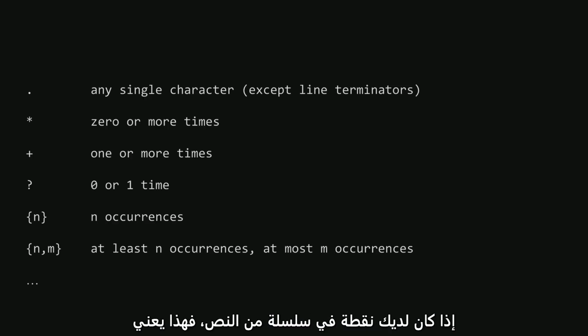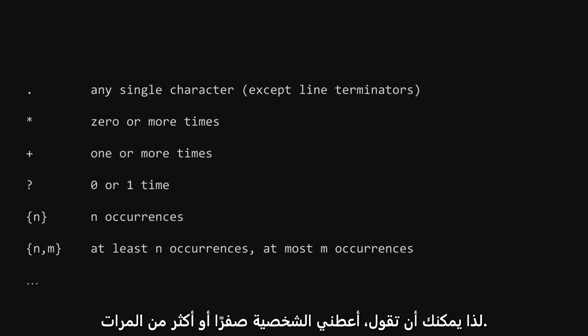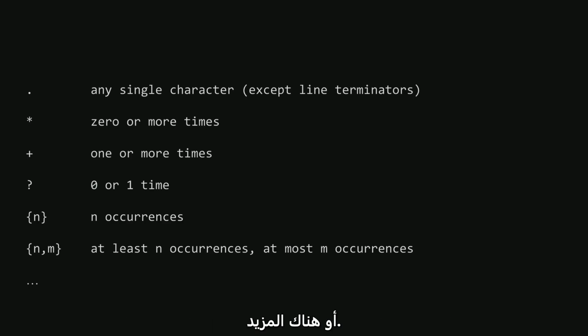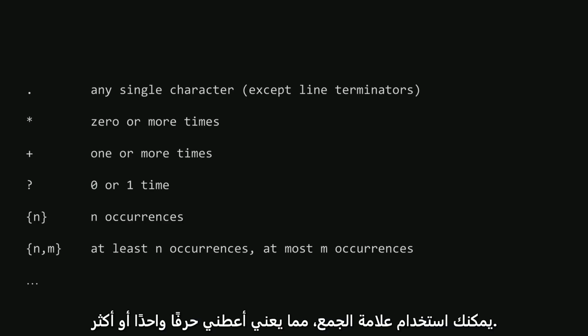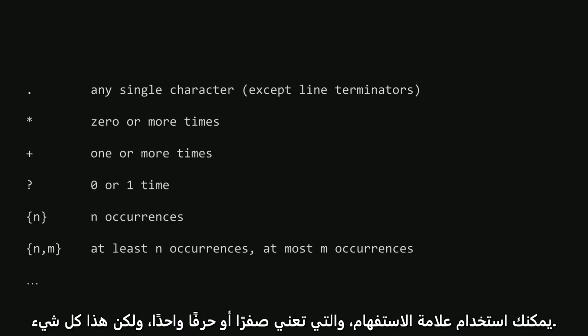If you have a dot in a string of text that's a regular expression, that just means any character. It's like a wild card. Any one character can be there. A star actually means 0 or more times. So you can say, give me a character 0 or more times. So there's either nothing there, or there's 1, or there's 2, or there's more. You can use a plus, which means give me 1 or more characters. So not 0, but 1 or more. You can use a question mark, which means 0 or 1 character, but that's it.